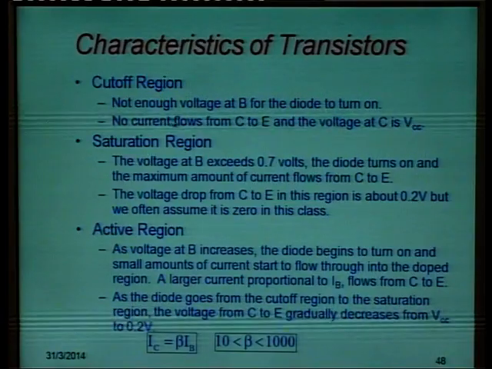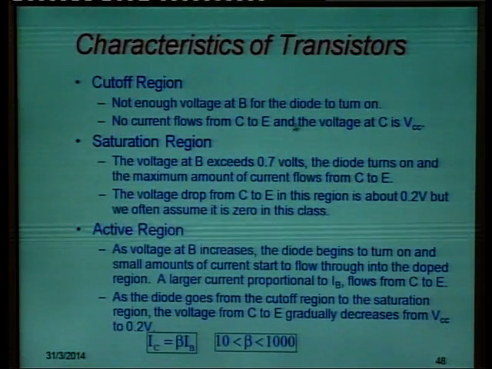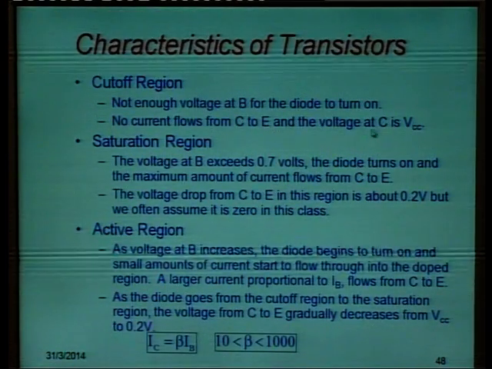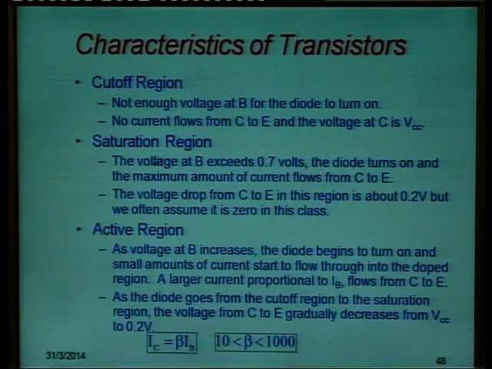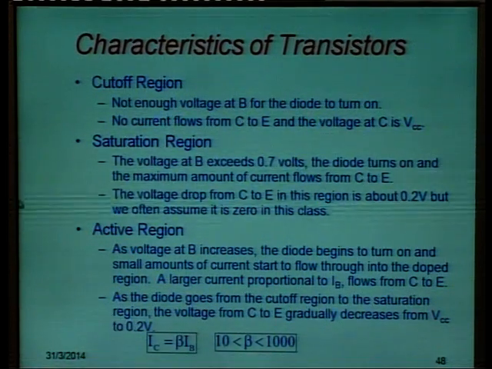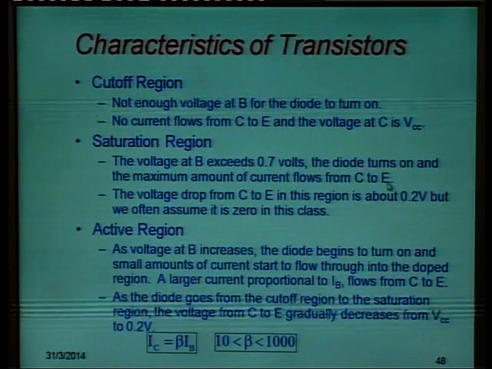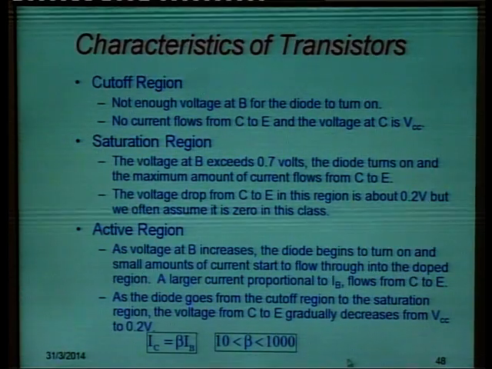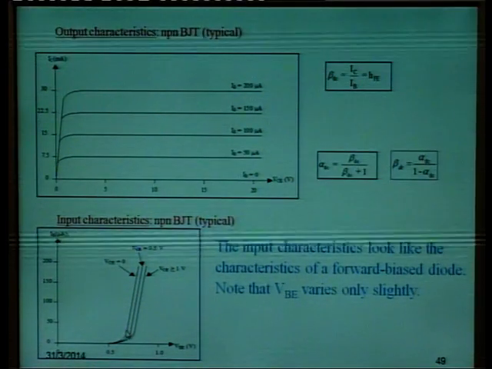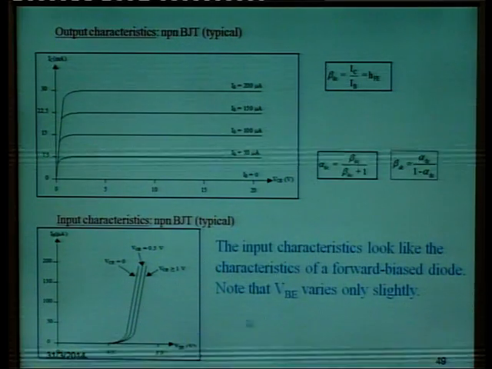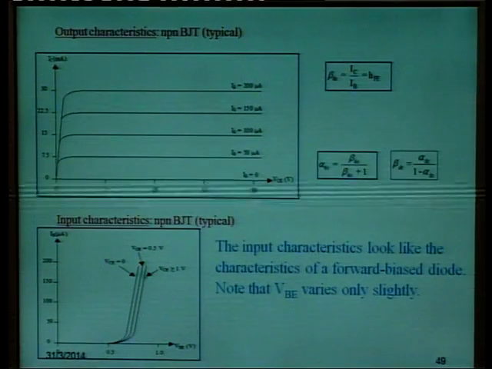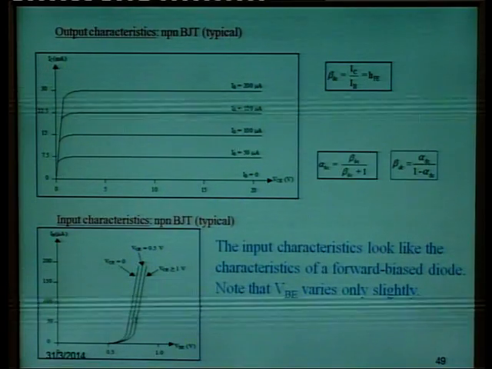There is a cutoff region, as we talked about: not enough voltage at base for the diode to turn on, no current flows from collector to emitter, and the voltage at collector is VCC. Then there is a saturation region: voltage at the base exceeds 0.7 volts and the diode turns on, and the maximum amount of current flows from collector to emitter. Then there is an active region. These are again the graphs shown. This is the input characteristic and the output characteristic. The input characteristic looks like the characteristic of a forward biased diode. If you have studied diodes, then this is just like a forward biased diode.